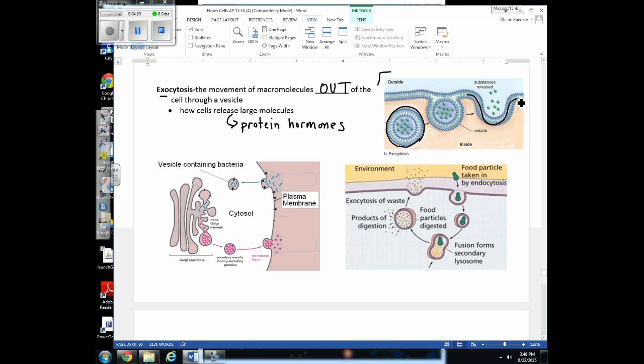And then I've included these diagrams here just to give you another look at vesicular transport. So you should be able to determine that we have endocytosis going on here. And here's an example of exocytosis. And again, here we have endo, and here we have exo.